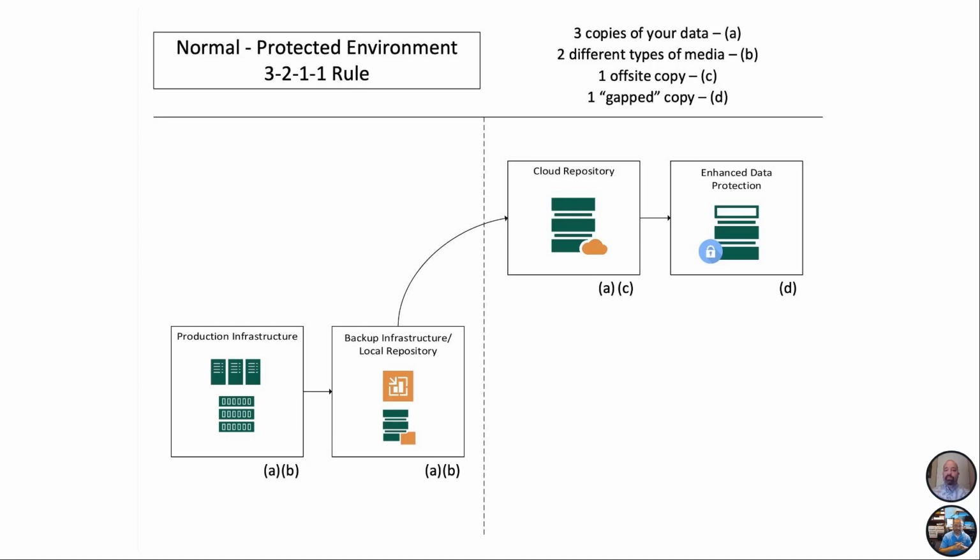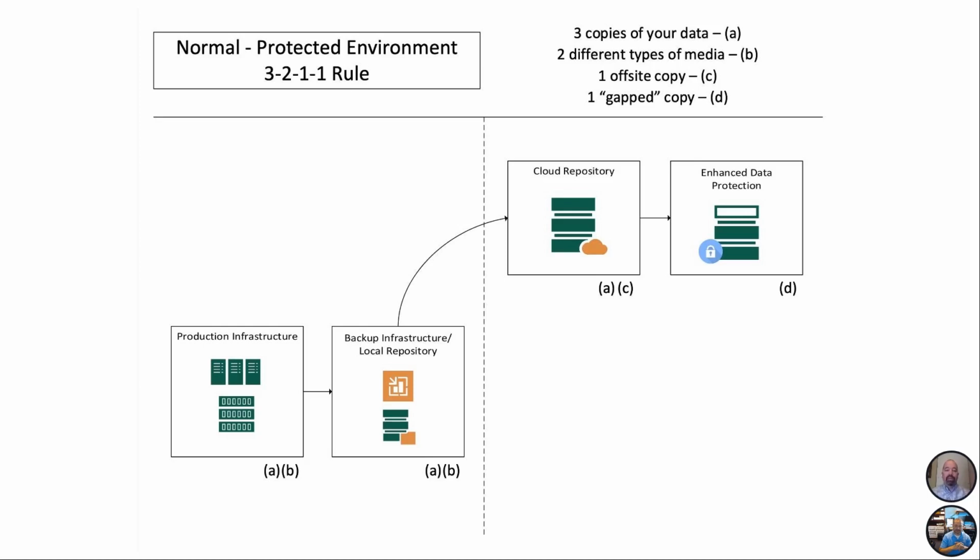99 times out of 100, that's going to be where you restore from. When you get your backups locally, then we're going to take those and copy them up into the cloud. So now we have two different types of media there, right? Your production copy, your backup copy. By adding the offsite, then we've added the third copy. So 3 copies, 2 different types of media, 1 offsite.